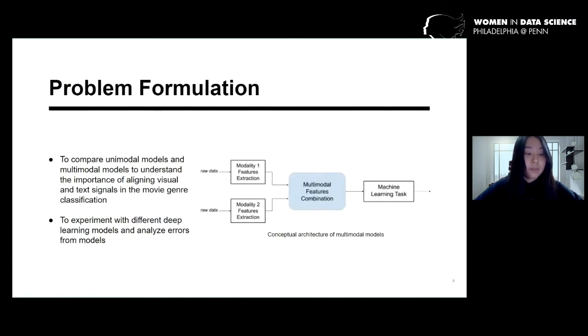To classify movie genres, different deep learning models were compared. First, I built unimodal models, meaning that I use only text or only use image. After that, I concatenated models, as we can see from the picture above, to make multimodal models in order to understand the importance of aligning visual and text signals in the movie genre classification.